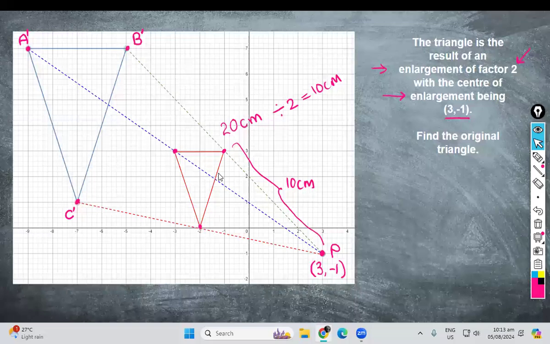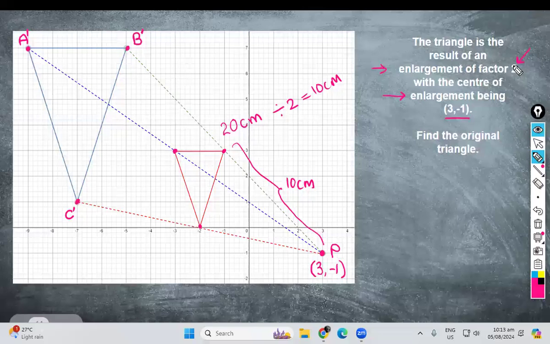A smaller triangle. Now, if the enlargement was 3, instead of dividing by 2, you would divide by 3. If the enlargement was 4, you measure the line and divide it by 4. But when you divide, you're always measuring from the center of enlargement and not from the triangle. You always measure from the center of enlargement, not the other way around. Take a screenshot if you need to.